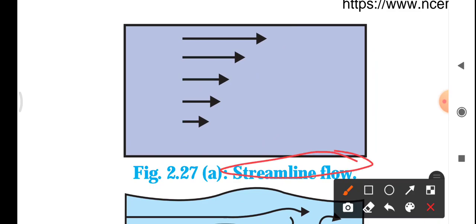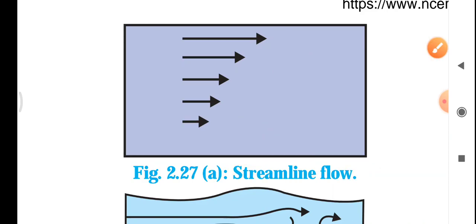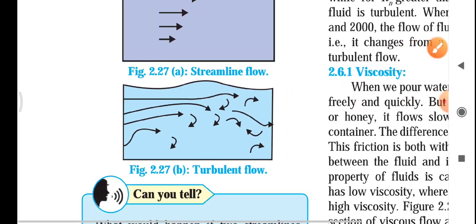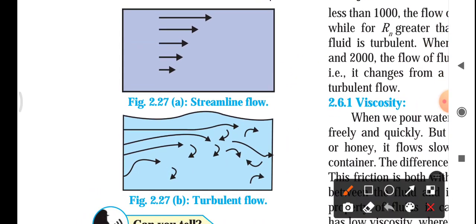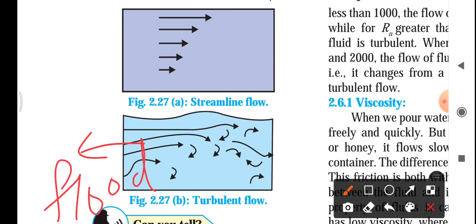So this is a normal river, and this is the example of what? Turbulent flow, which is a flooded river. Here flooded, flood means what? Pur. Okay, flooded river.